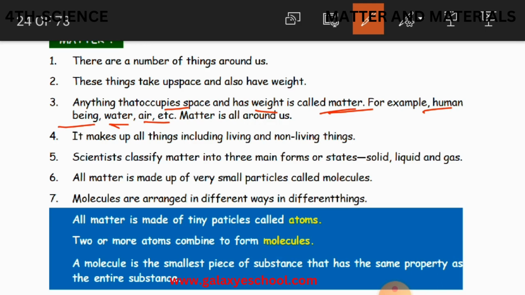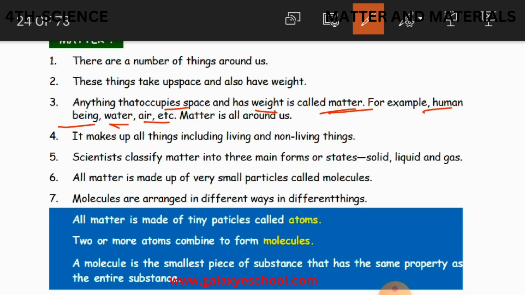Even we belong to matter, because our human body occupies space and we do have weight. Water also occupies space and has weight; we measure it in liters. Air also occupies space, and air also has weight. So everything which has space and also has weight is called matter. And matter is nothing but what is around us. Whatever we see around us, all that comes under matter.